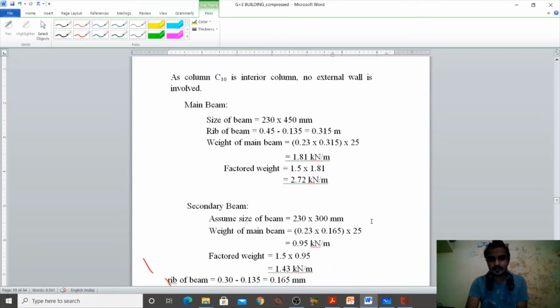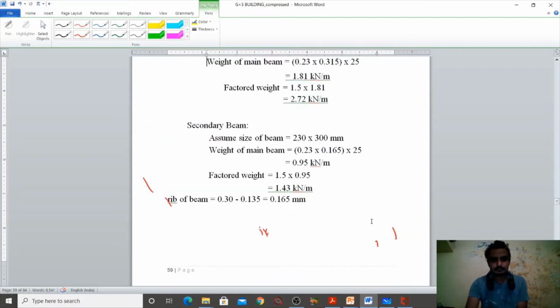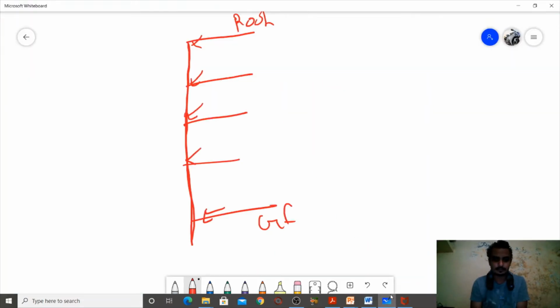Then we have to find out the main beam load. We have a main beam. We assume the beam size is 230 by 450, which we designed for the beam. We designed a beam 230 by 450 mm. So the rib of beam is 0.45 minus 0.135. How does this happen? Let me erase this.